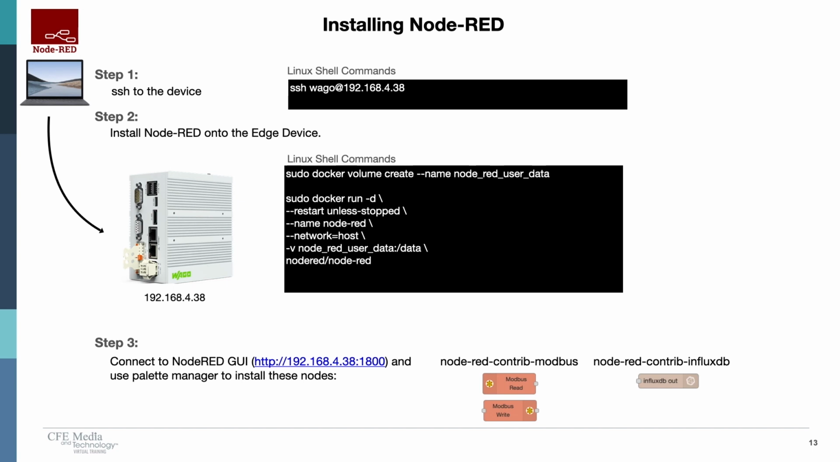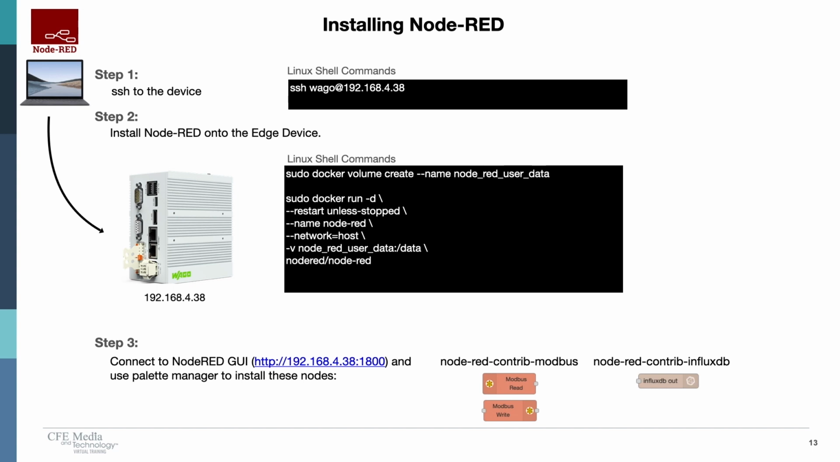Once the volume is created, then we'll issue the docker run command, and the docker run command will run with a -d, which is daemon mode, so it'll run in the background, and then we want to give it a name. We'll call it Node-RED, and we'll associate the network with the entire host. With Docker, you can designate certain ports and minimize the security exposure. However, for the ease of this demonstration, we're just going to connect the container to the host network.